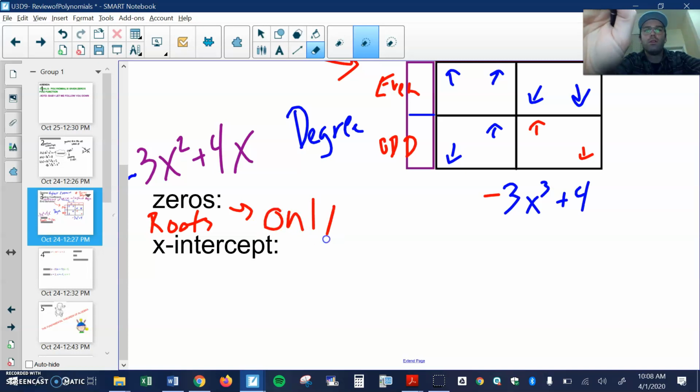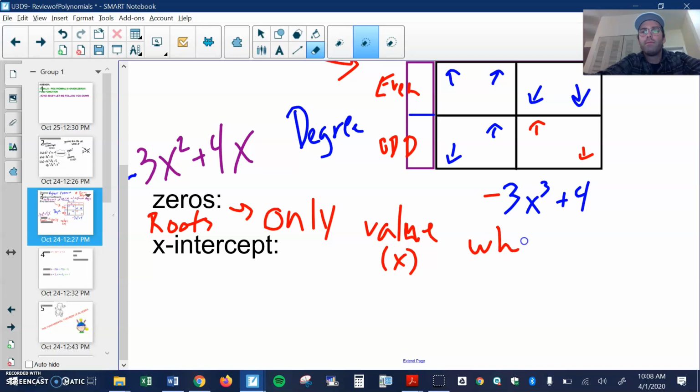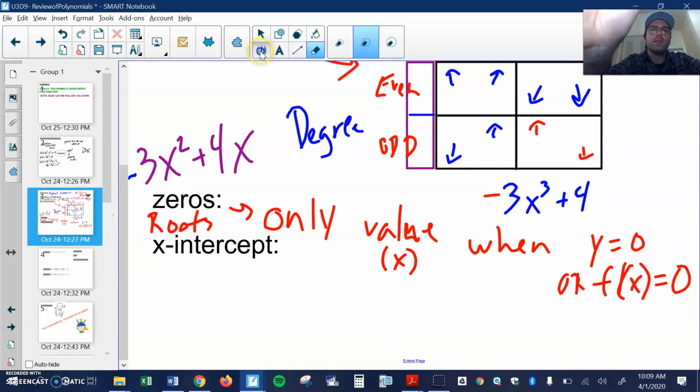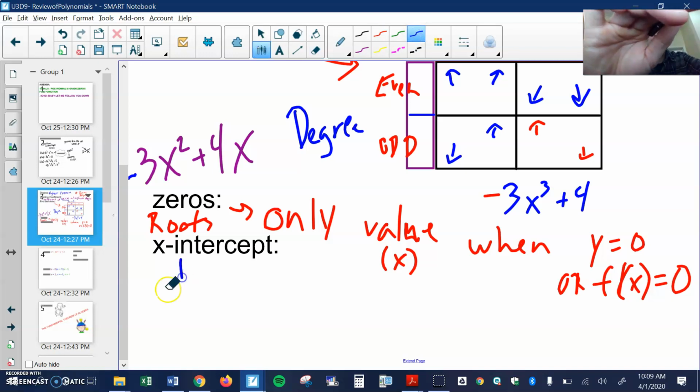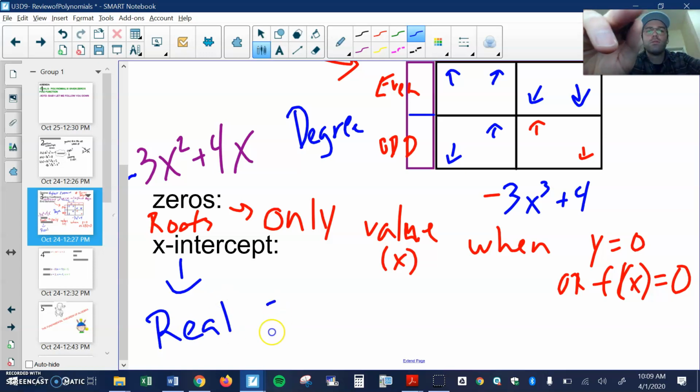It's the only value, it's our x value, where y is equal to 0, or our function f of x, which is the terminology we've been using throughout this class, where f of x equals 0. The x-intercept, those are real zeros, non-imaginary.